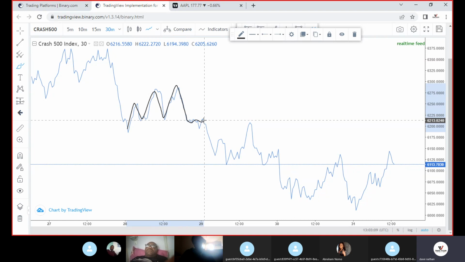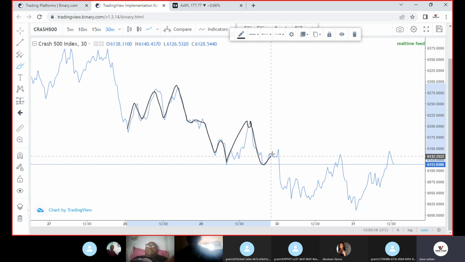Forget about these little regions, and so take the peak points, please. This is a peak point. Just take the peak points.